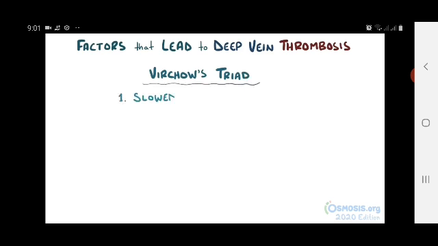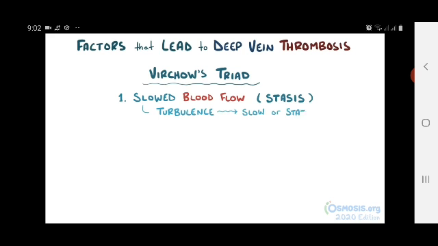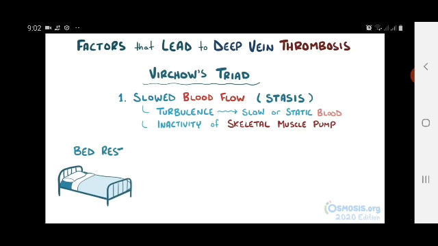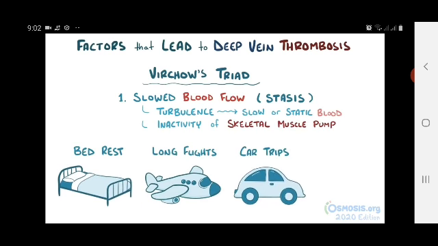The first factor is slowed blood flow, also called stasis, in the veins. Typically, blood continuously flows smoothly through the blood vessel. But if the blood flow becomes turbulent, the linear flow is disrupted and slow or static pockets of blood are formed. Stasis can also happen during long periods of inactivity of the skeletal muscle pump, like bed rest or long flights and car rides, or even during pregnancy when a growing baby compresses nearby veins.